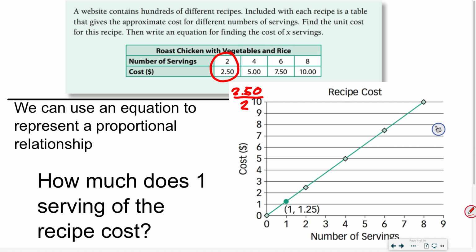If we wanted to identify the unit cost, where on the graph would we look? Number of servings. We're going to look where the number of servings is 1 on our axis, which is here. And we identify that the point there is when our servings are 1, our cost is $1.25. And we're specifically looking there because we're trying to figure out the cost for just 1 serving.